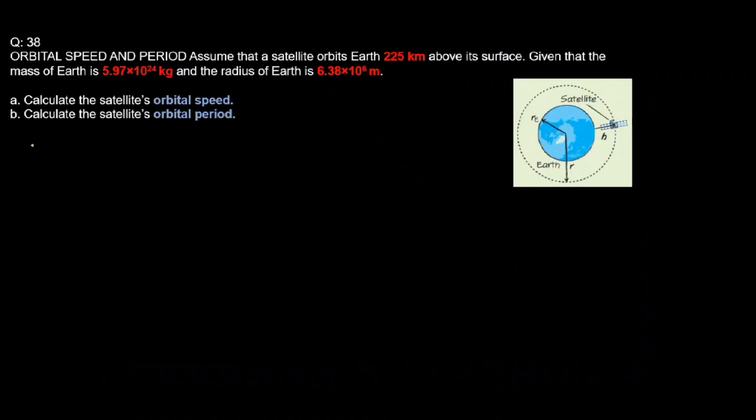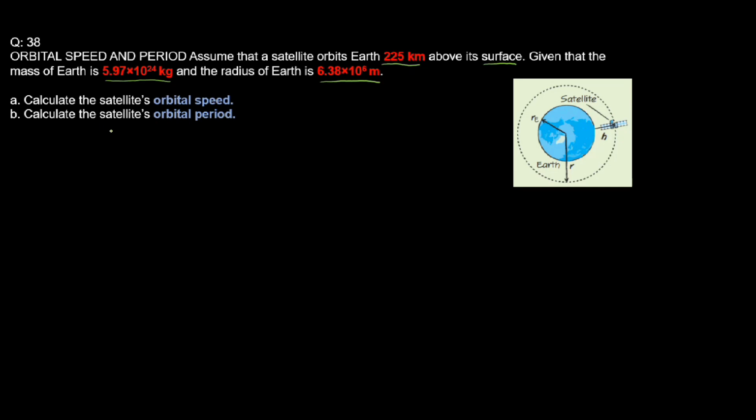In this video, we are going to learn how to calculate the orbital speed and orbital period of a satellite. The question says, assume that a satellite orbits the Earth 225 km above its surface. Given that the mass of the Earth is 5.97 times 10 to the power 24 kilogram, and the radius of the Earth is 6.38 times 10 to the power 6 meter, calculate the satellite's orbital speed and calculate the satellite's orbital period.